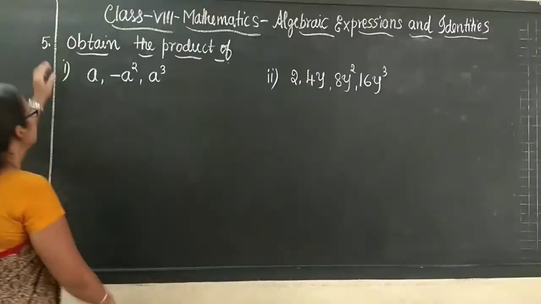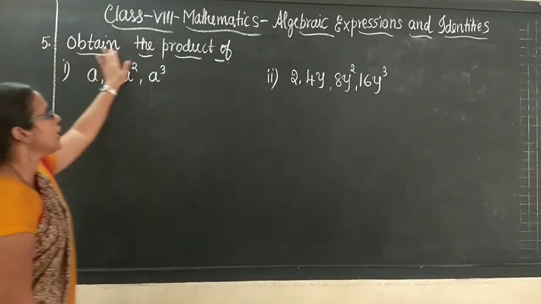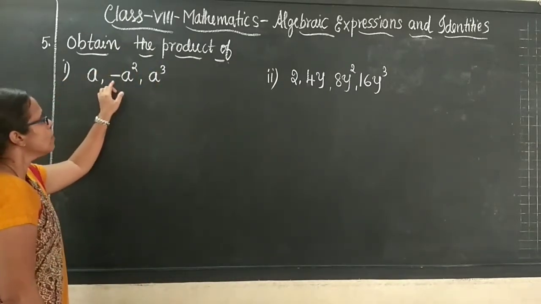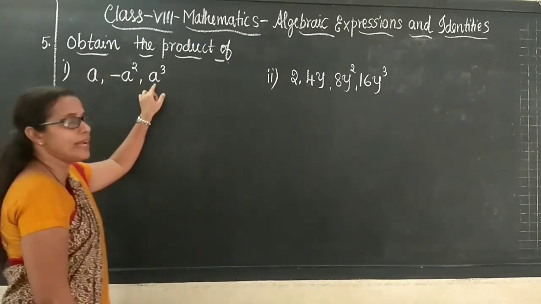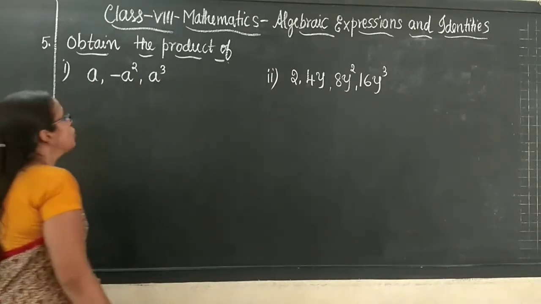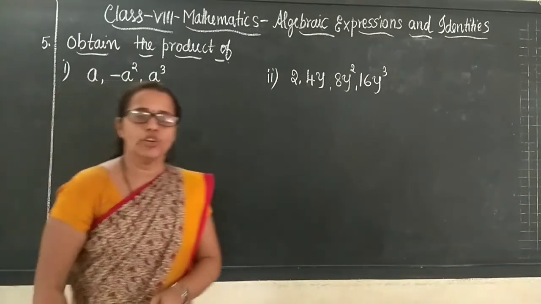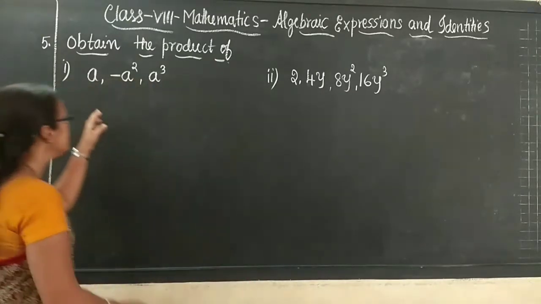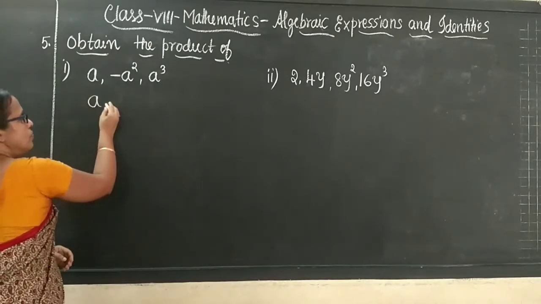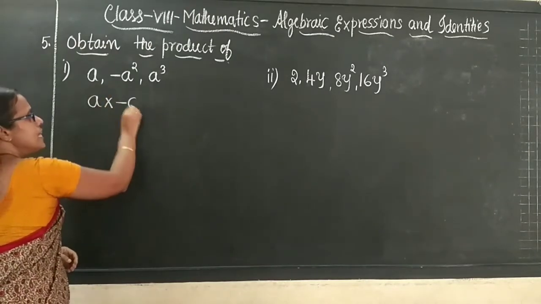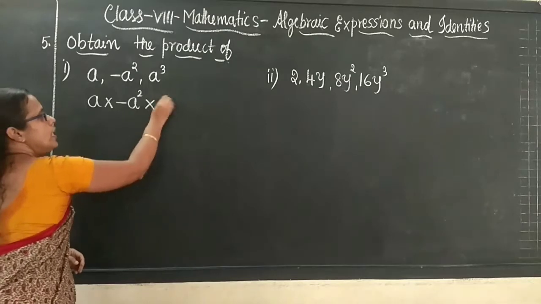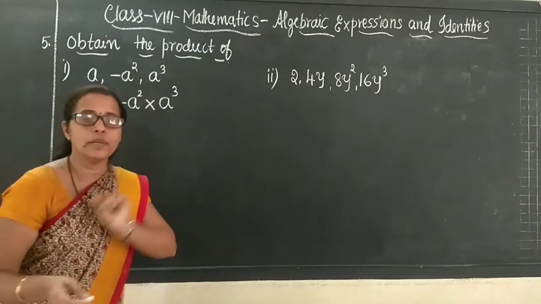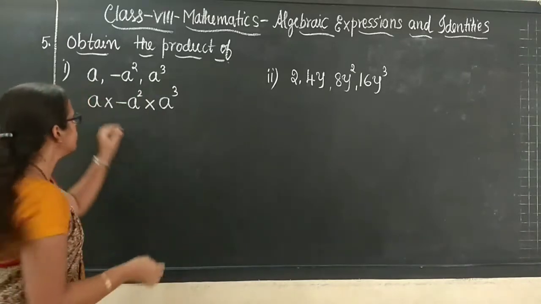Okay, so see here, question number 5. Obtain the product of the first one: a, minus a square, minus a cube. Okay, obtain the product means what you have to do? You have to multiply all the terms. So how can I multiply these terms? See here, first term into minus a square into a to the power 3. Find the product means where there is a comma, you have to put a multiplication sign.